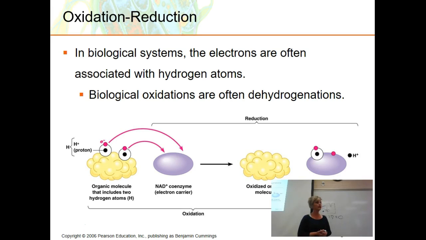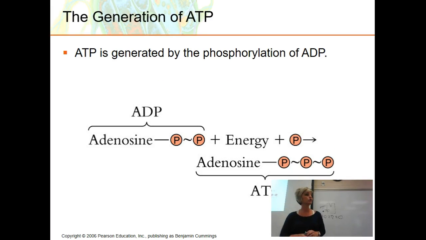Hydrogen can be moved, for example, down the electron transport chain so that we can not make energy but utilize it. So we're going to start looking at how we make energy and how we utilize it. ATP. Doesn't sound like much, doesn't look like much, but that's energy.